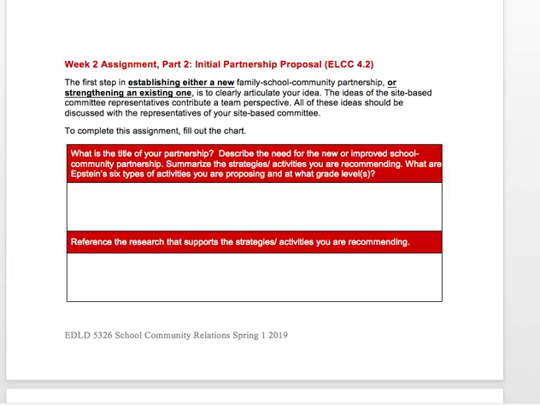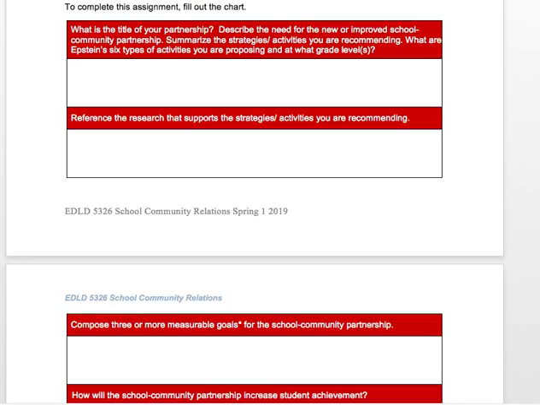I've emailed you a document that is going to help you. It breaks down her 6 types of activities and then gives you some suggestions. And then you're going to reference the research. So if you look at it and say, okay, I'm going to do X, Y, and Z, this is the strategy or the activity that I'm going to be doing, go do some research and find out: does the research support you doing that strategy or that activity? And then make sure that you cite that reference so that we know where that came from.